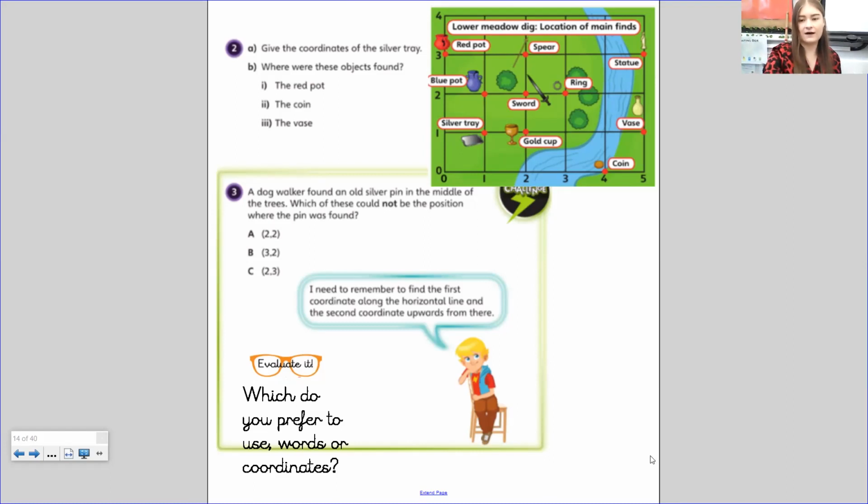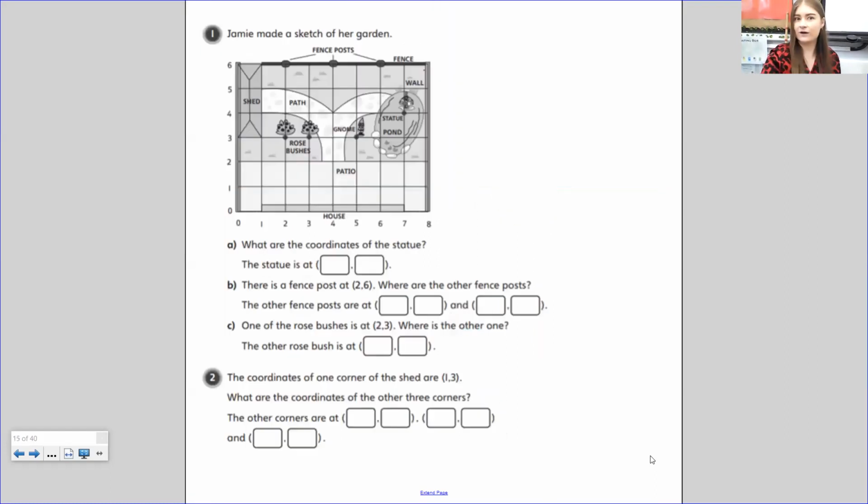So let's have a look at our independent work then. So Jamie made a sketch of her garden. That is a very lovely garden. What are the coordinates of the statue? We've done that in our Think Together, so I'm going to leave you to it.